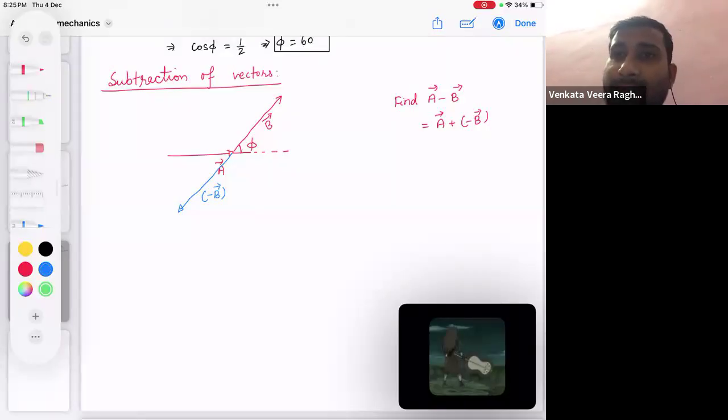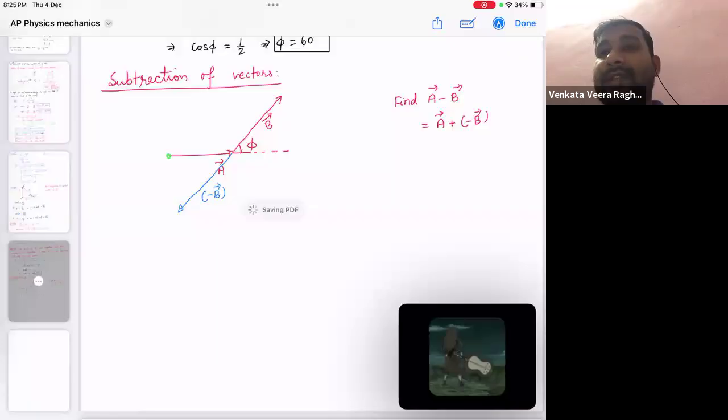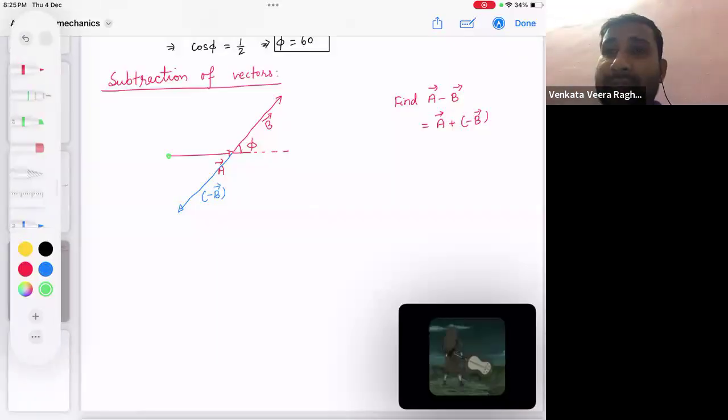Now, can we say this is the tail of the first vector? Now again, I can use the triangle law, isn't it? Tail of first vector, head of second vector, and this resultant will be called as what? A vector plus of minus B vector, which is also equal to A vector minus B vector. Is that clear?